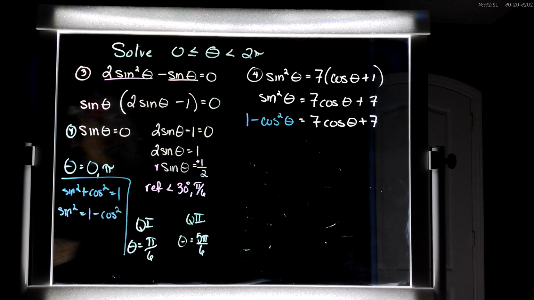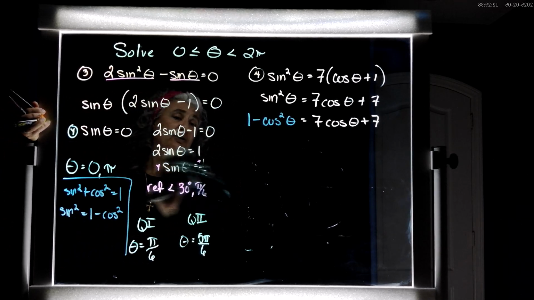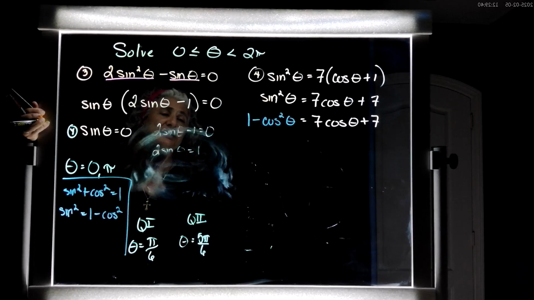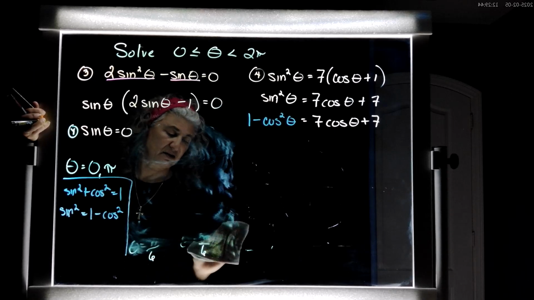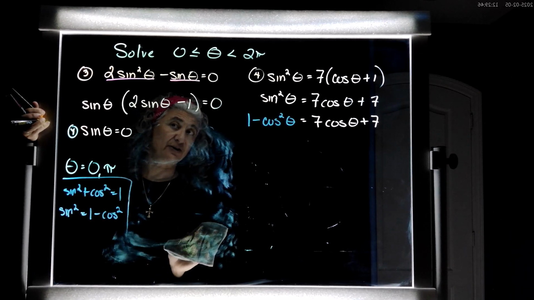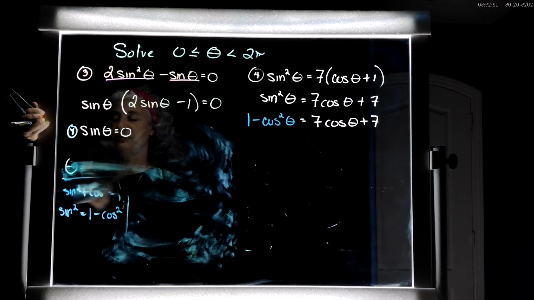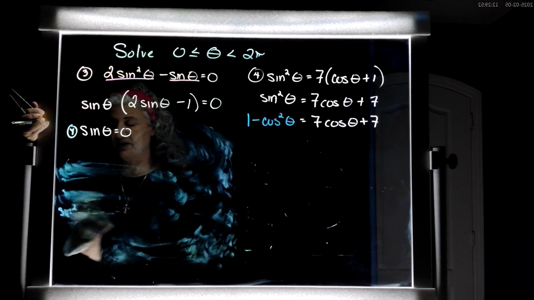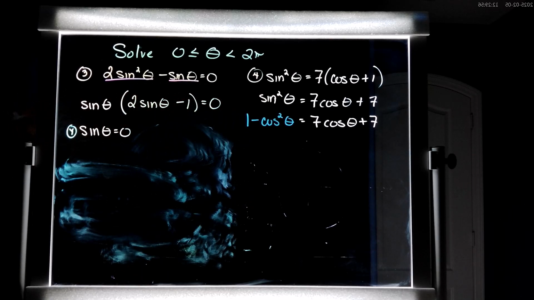Tell me what you're noticing. Yeah, I'm noticing it too. I have a cosine squared. And cosine squared tells me that I have got a quadratic, don't I? Just like this was a quadratic. So how did you solve problem 3? Yeah, you factored, didn't you?